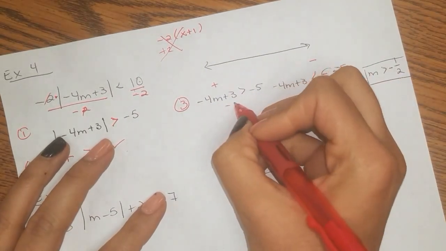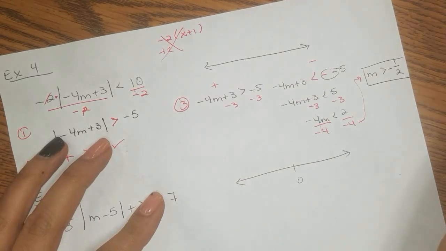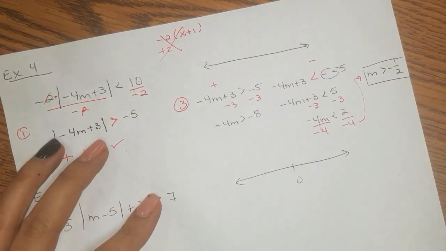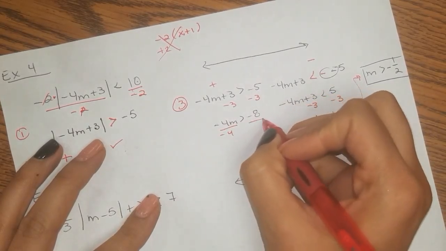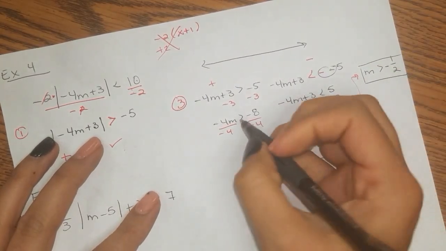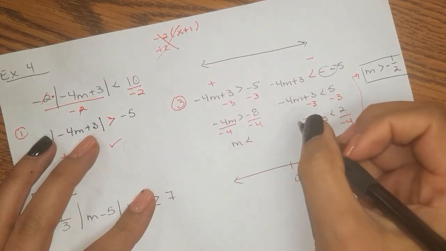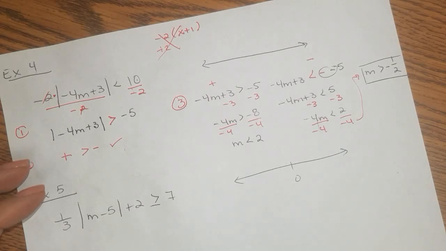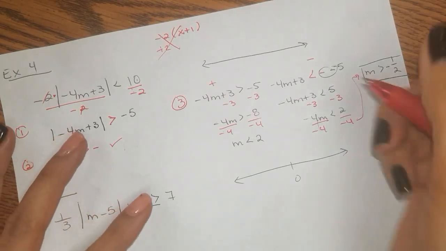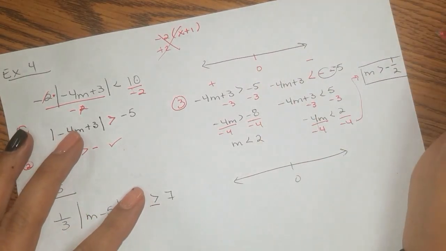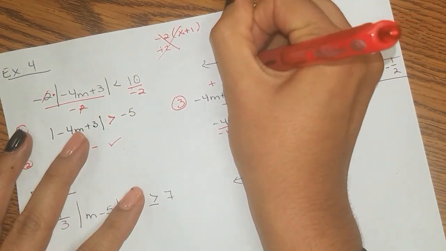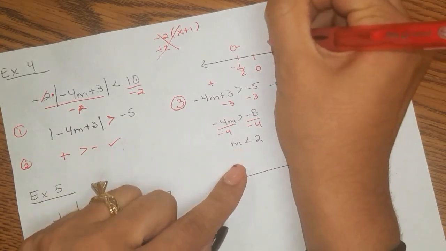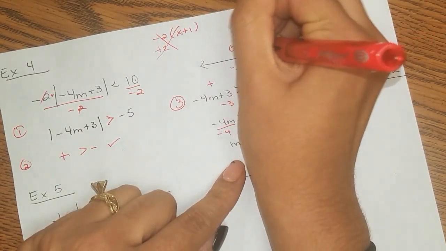And same process over here, -3 on each side. -4m is greater than -8. Divide by a negative. M is going to be less than, negative divided by a negative is +2. Okay, so if you want to plot them, m greater than -1/2, open circle greater than, m less than 2, open circle less than is going to connect those this way.